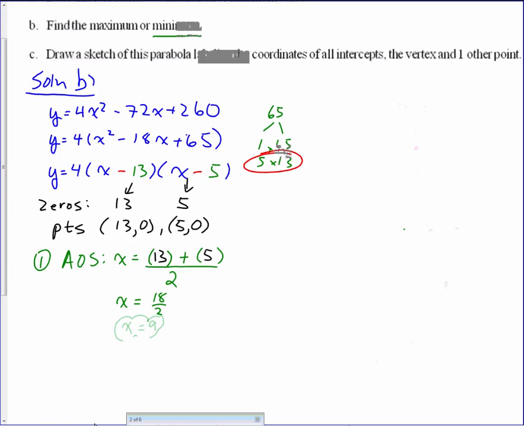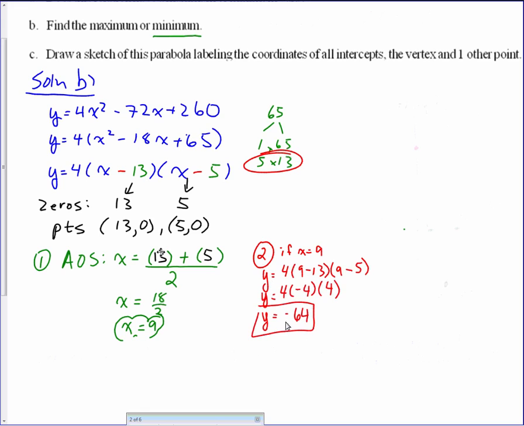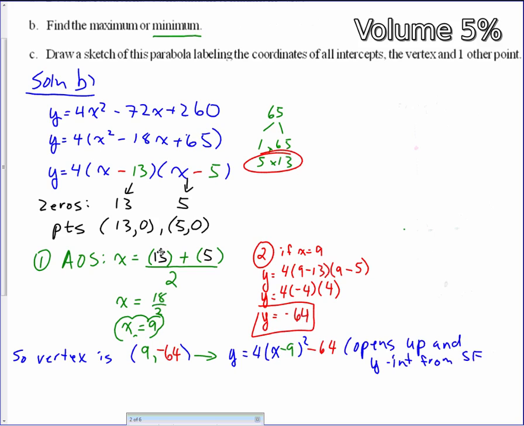Okay? So now x is 9. So we've got the x value of our vertex. Now we need to calculate the y value. If x is equal to 9, all you're going to do is plug it into our factored form to get negative 64. So the vertex of our parabola is (9, -64). Right? Which means our vertex form is that.